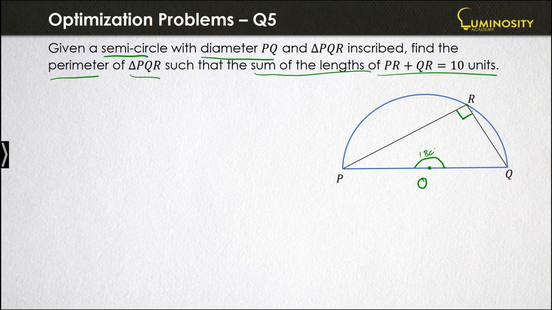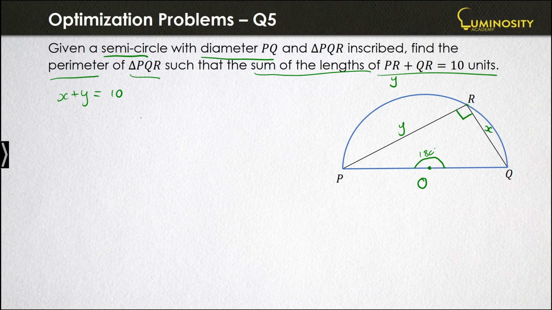namely the Pythagorean theorem. We're also given that the length of PR, I'm going to call y, and the length of QR, I'm going to call x. If I add those two together, x plus y must be 10 units. That's important. We'll end up needing to use that somewhere. If we don't, that's where we will get stuck.